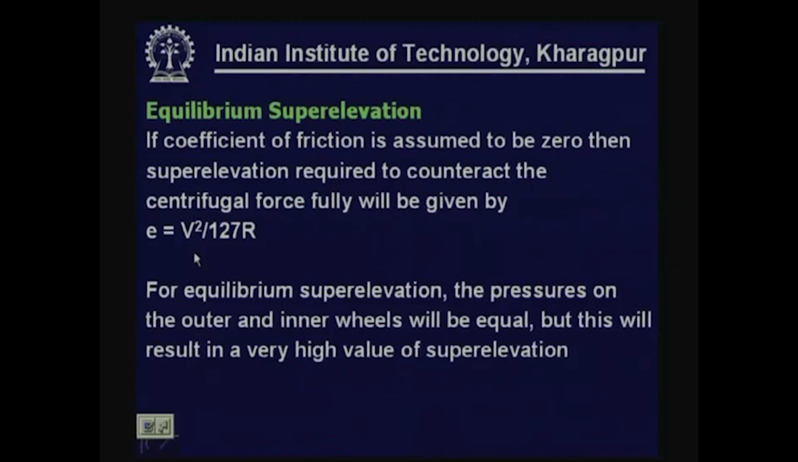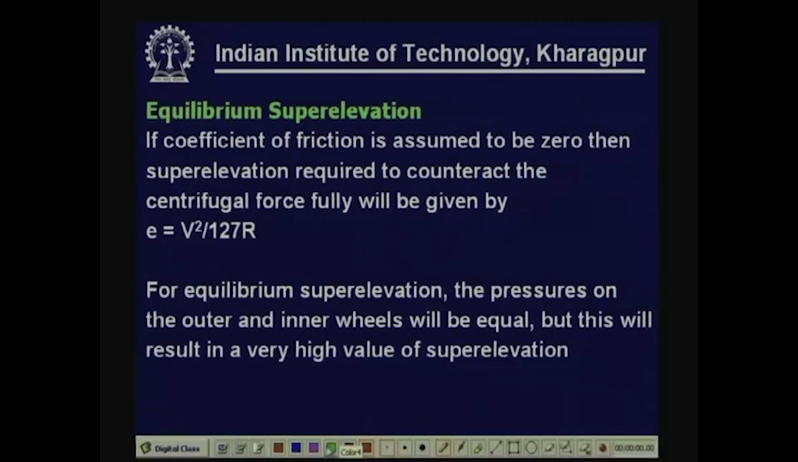So, the basic equation e plus f equals v square by 127 r. If we put f as 0, then e becomes v square by 127 r. So, this super elevation is known as equilibrium super elevation.